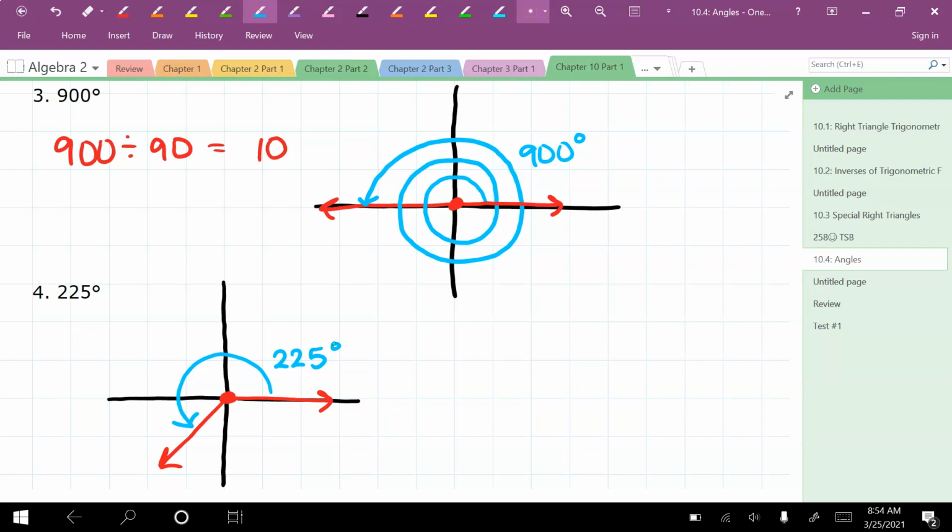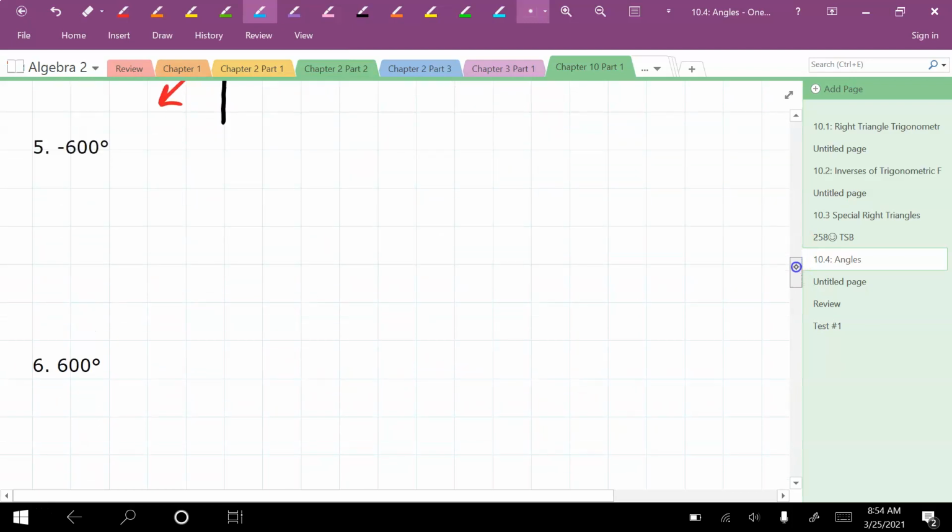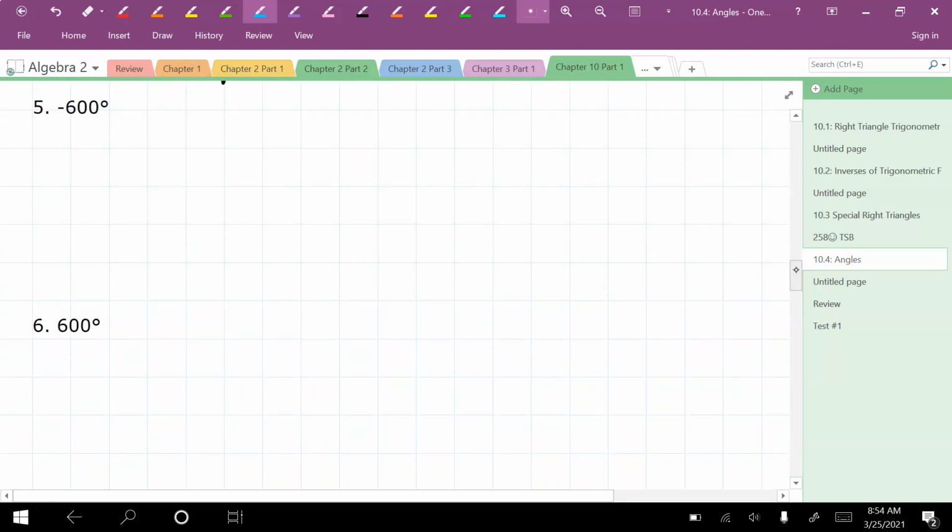All right, so on the next page there's 5 and 6. The first one's negative 600, and then 6 is positive 600. I want you guys to try to do both of them.